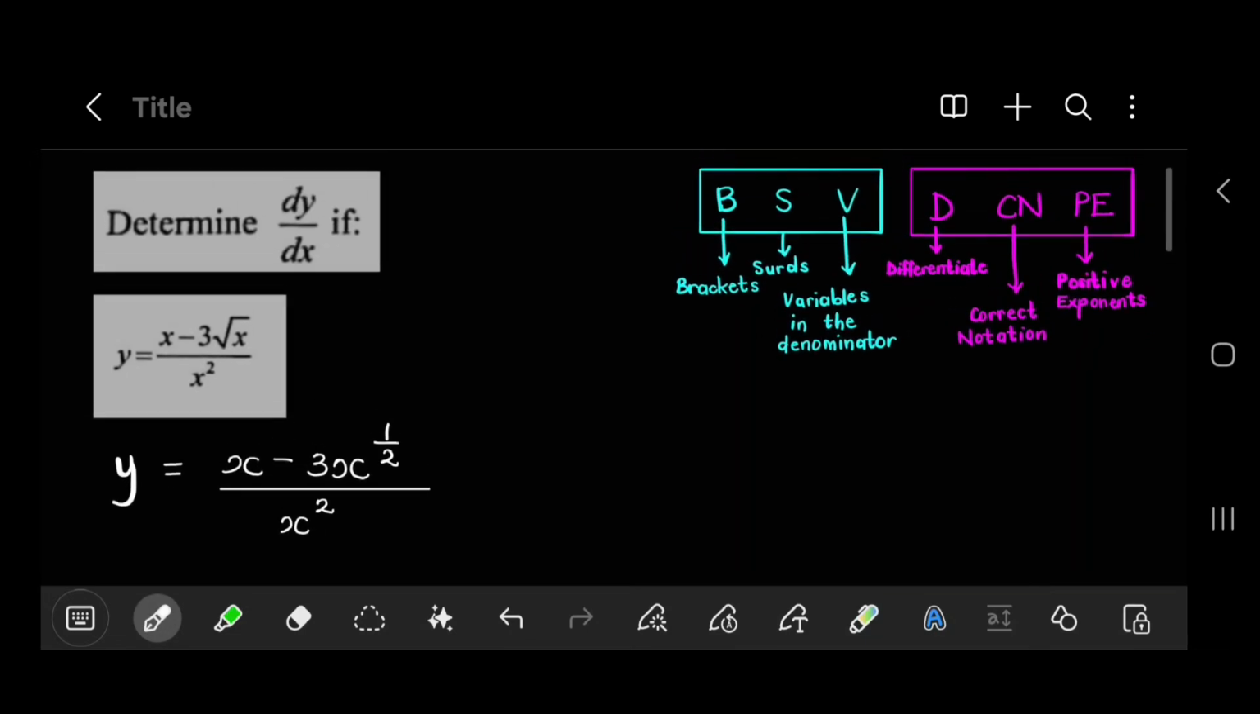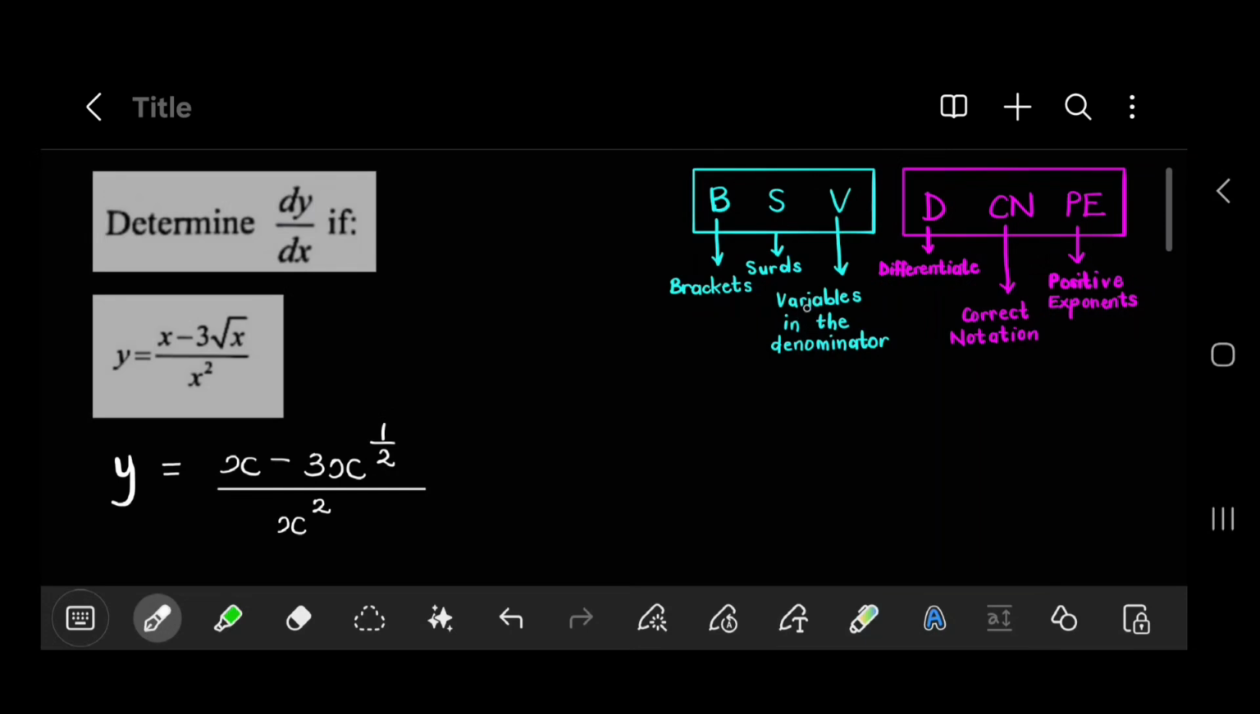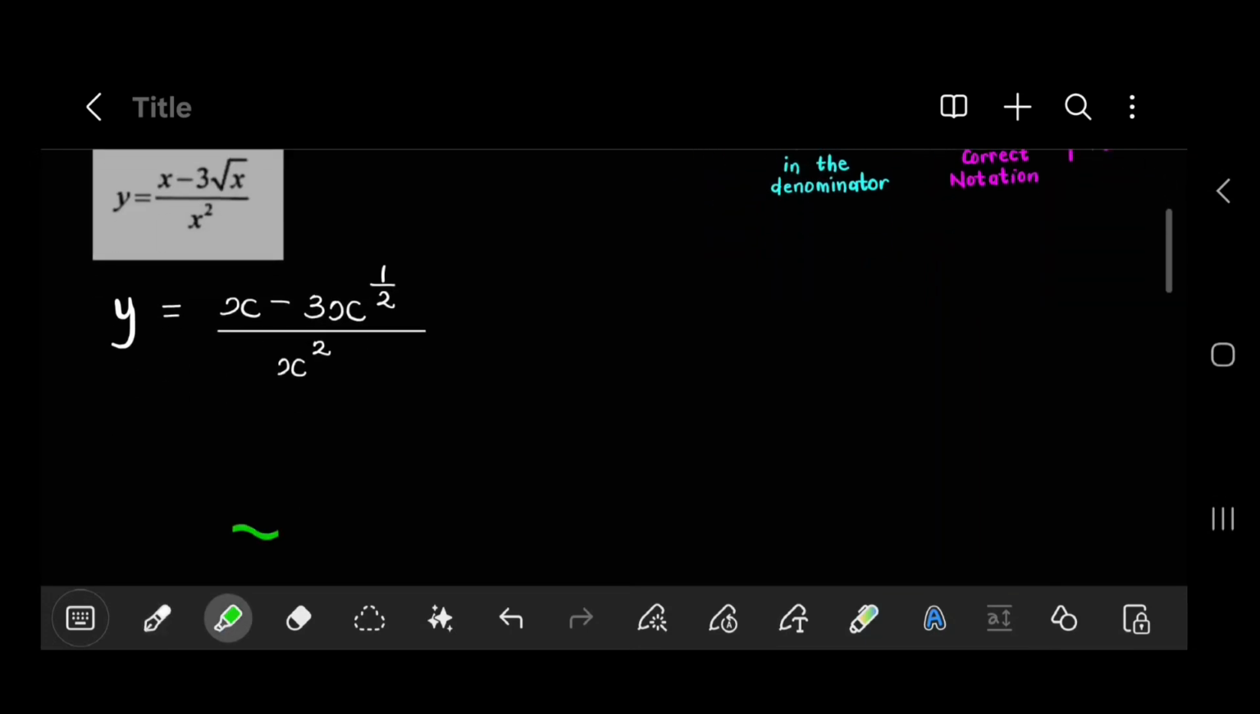Then, in the next step, we need to make sure that there are no variables in the denominator. However, we do have a variable in the denominator. Here we have the x squared. We need to get this x squared out of the denominator. So how can we do this? Now, the fact that we have a fraction and we've got 2 terms in the numerator, before we get rid of x in the denominator, let's first split up this fraction. This will make it a lot easier when it comes to simplifying.